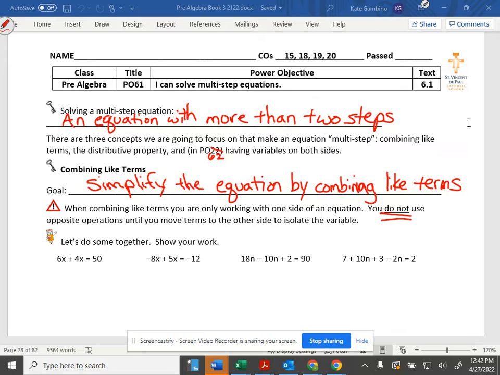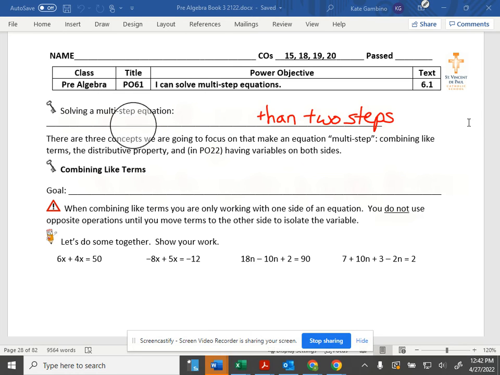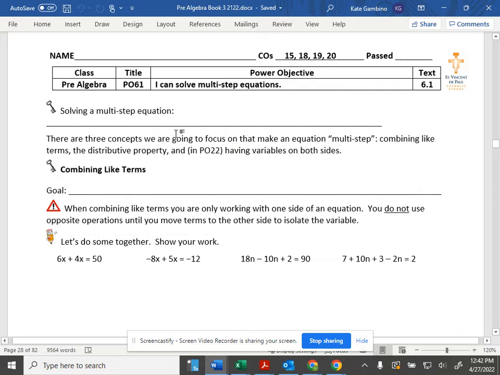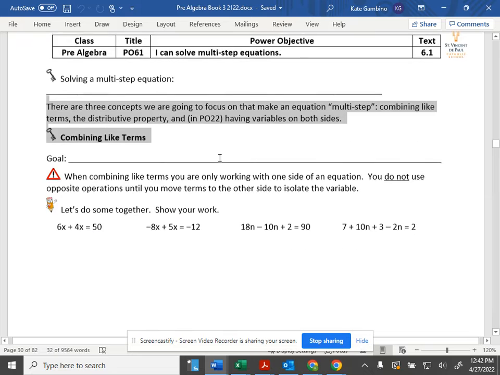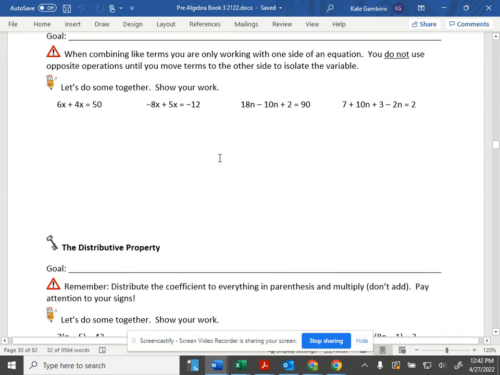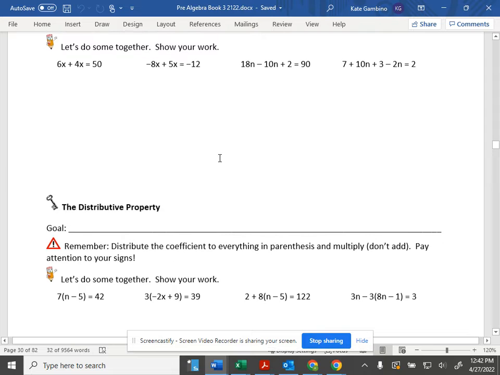So, let's see if we can work some of this out together. See if we can combine these like terms. It's like the expressions, but there is that equal sign there. So let me move this up. Of course, it doesn't want to scroll for me. All right. How do you think we're going to do 6x plus 4x equals 50?